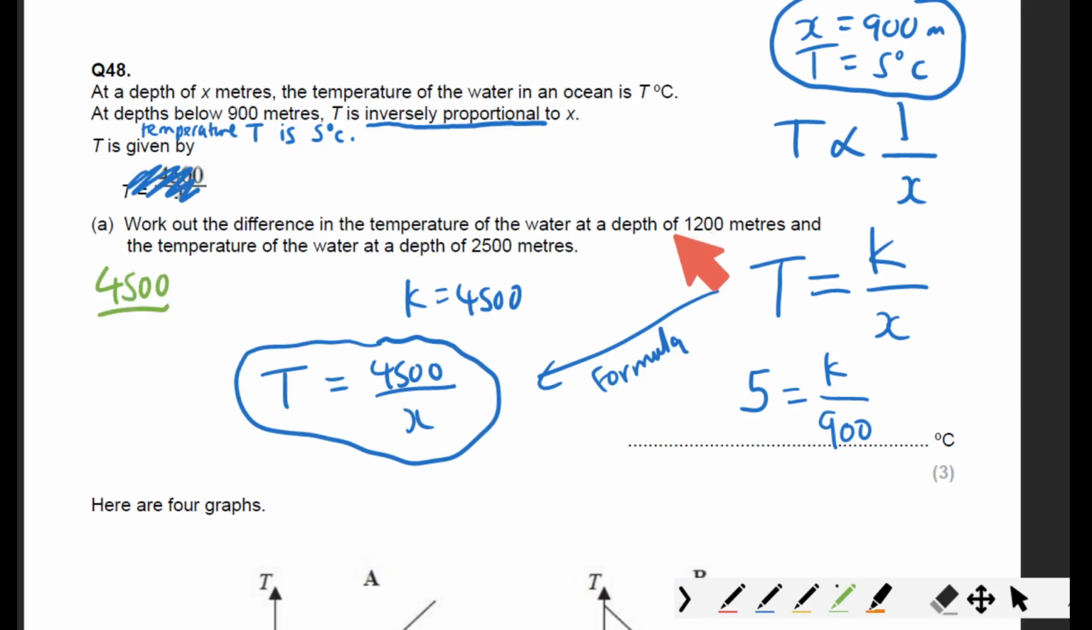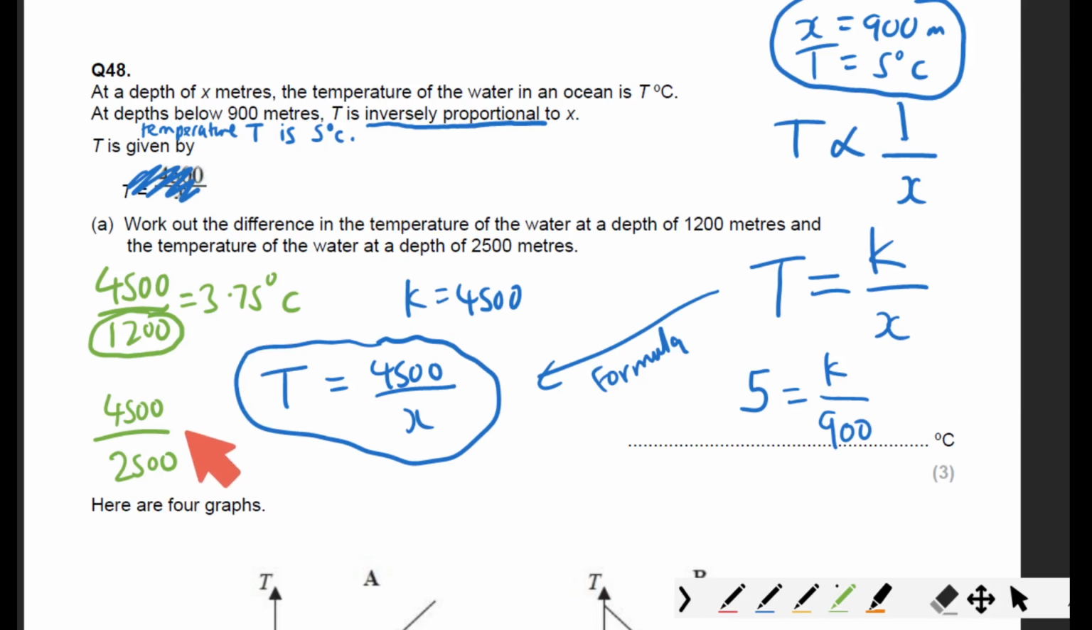4,500 for the first one, 1200. I get 3.75 degrees Celsius. That's for a depth of 1200 meters. And the other one is the 2,500 meters, a lot deeper in the ocean. I get 1.8 degrees Celsius at a depth of 2,500 meters.